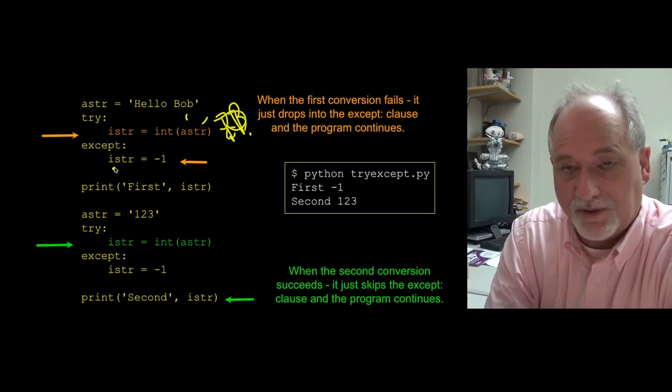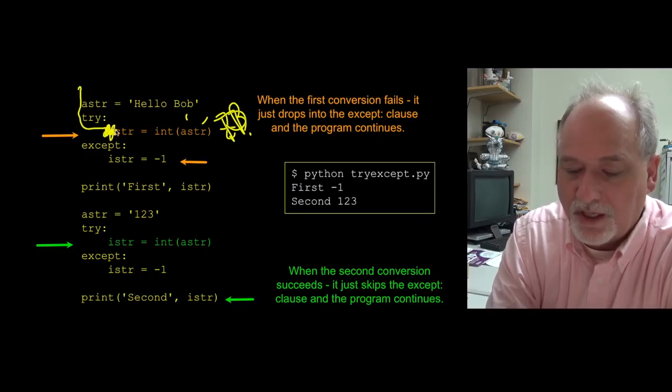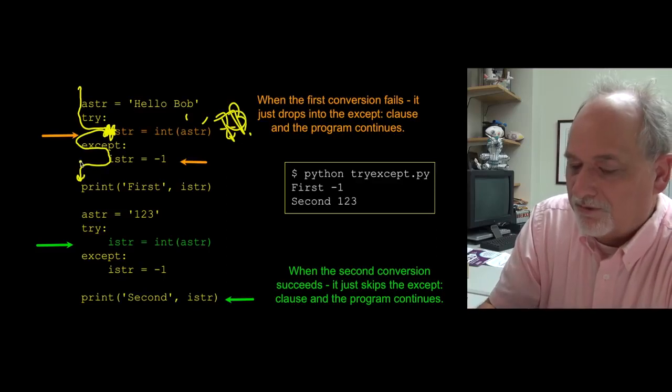If it works, the except is ignored. If this blows up, it runs the except. So in this code, it's going to come in, it's going to try this. This is going to blow up, but instead of giving a traceback, it's going to say, "Ooh, I've got an available except. I'm going to run this except code, and then I'm going to continue on." And so that prints out first -1.